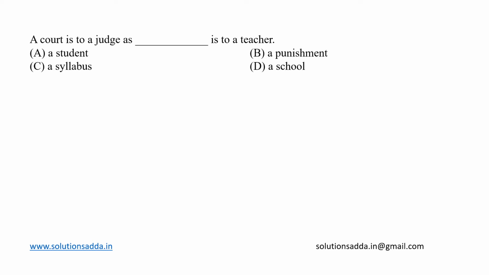This is an analogy based question. A court is to judge as dash is to a teacher. Now we know that a judge works in the court, that is his workplace. In the similar sense, in this particular blank, we need to fill the workplace of a teacher. Now we know that a teacher works in the school, so the analogy goes as court is to judge as a school is to a teacher. Hence, the most appropriate choice for this blank would be option D, school.